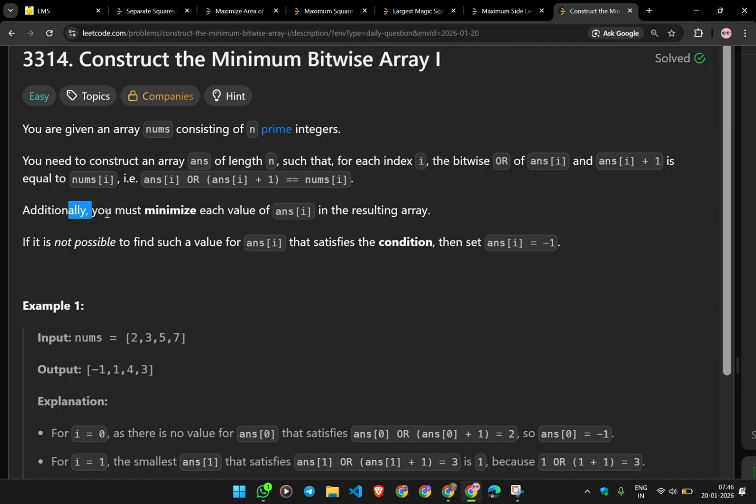Additionally, you must minimize each value of answer of i in the resulting array. So we have to minimize every single element of this array. If it is not possible to find such a value for answer of i that satisfies the condition, then set answer of i equal to minus 1. So here for 2 it will not be possible to find that answer of i, that's why we have written minus 1.